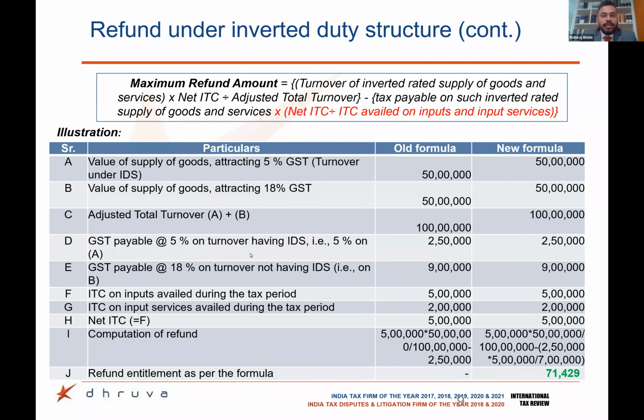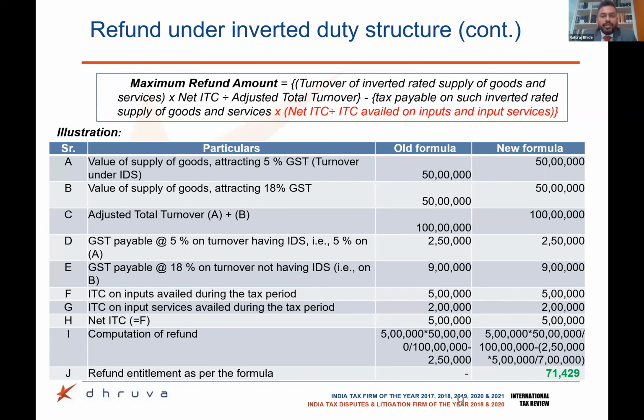This change basically has come into place because of, or rather factoring, the Supreme Court judgment in the case of VKC Footsteps, where the anomaly in the formula for inverted duty structure was noted by the Supreme Court. And now the GST Council has also noted it, and we are seeing this change, which is a welcome change.